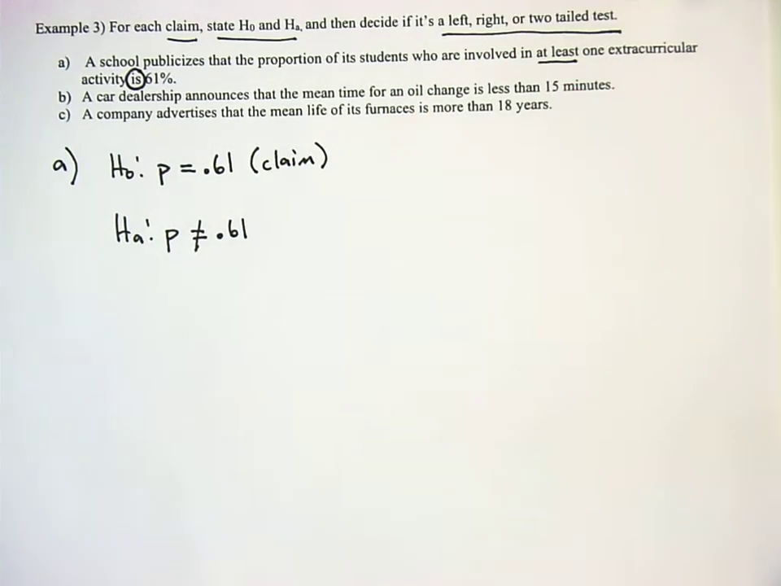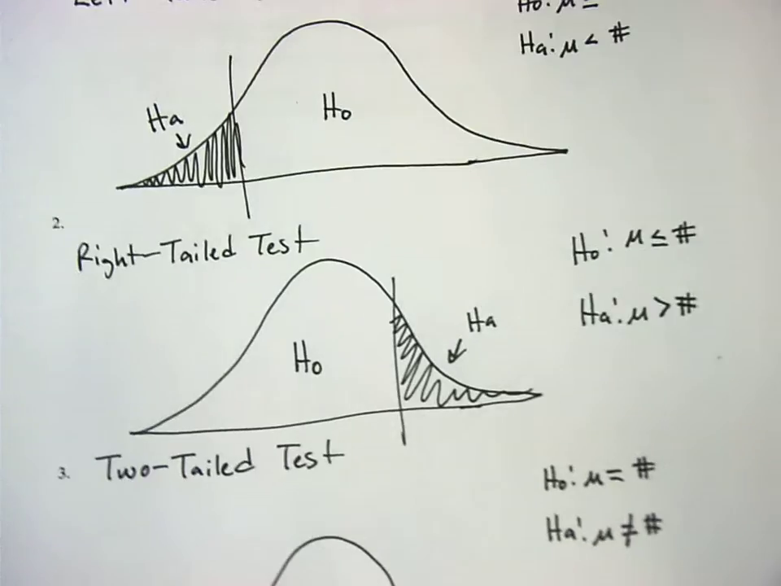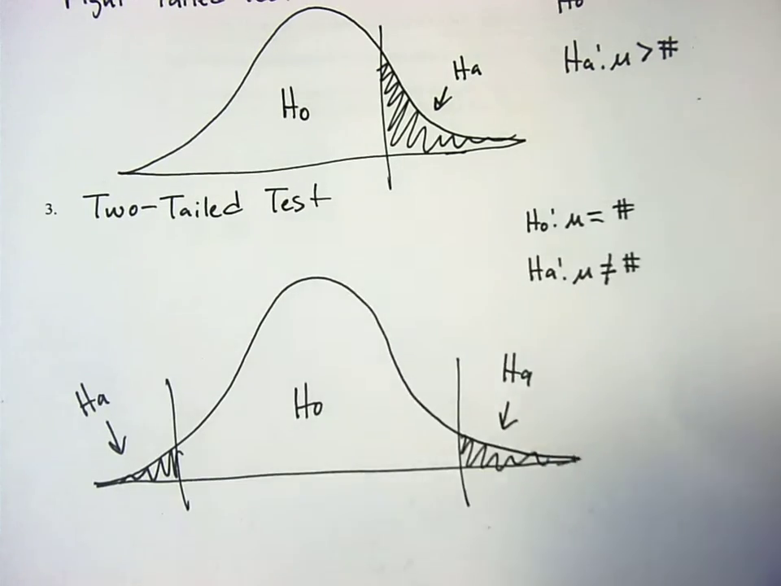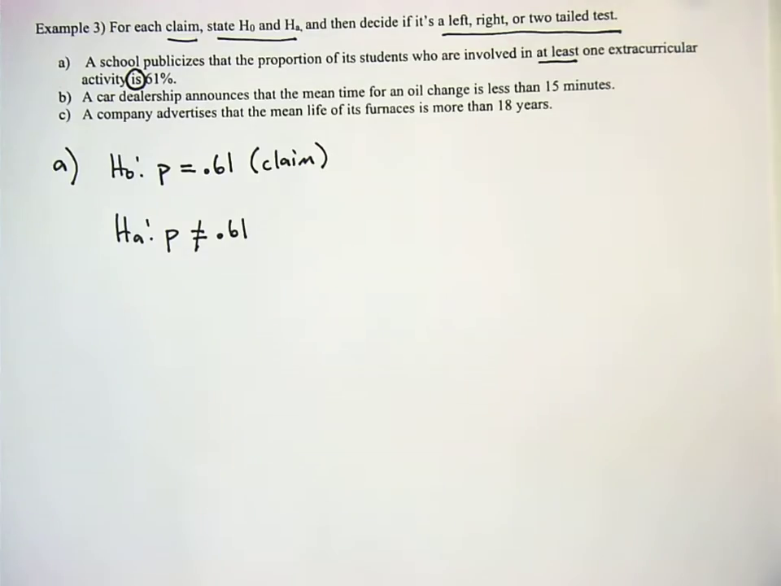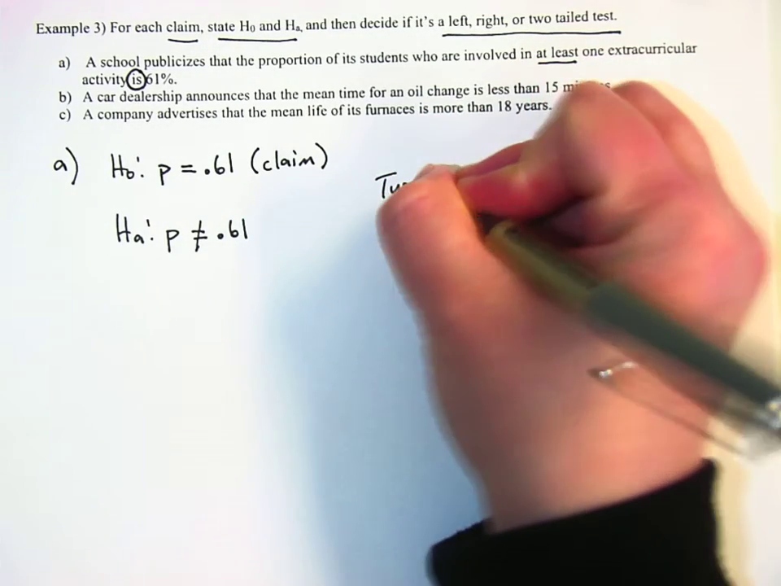And if we look at our 3 kinds of tests, this is a two-tailed test because anything with an equals to and a not equals to is a two-tailed test. So this is a two-tailed test.